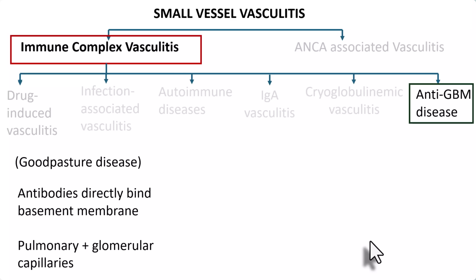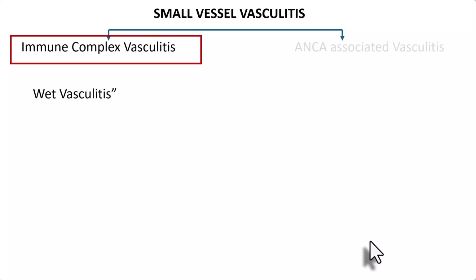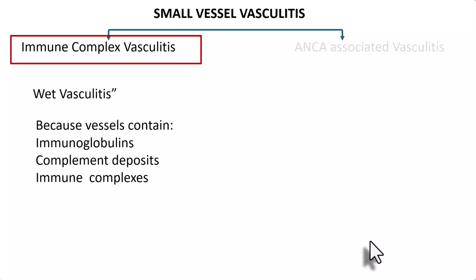where antibodies are directly binding to the basement membrane. This particular disease involves both the lung, the respiratory system, as well as the renal system, leading on to damage to the pulmonary capillaries as well as glomerular capillaries, right? And remember, all immune complex vasculitis are referred to as wet vasculitis. You know the reason? Because the vessels contain immunoglobulins, complement deposits, and immune complexes, where the immunofluorescence test is often positive, and that's why it's called wet vasculitis.